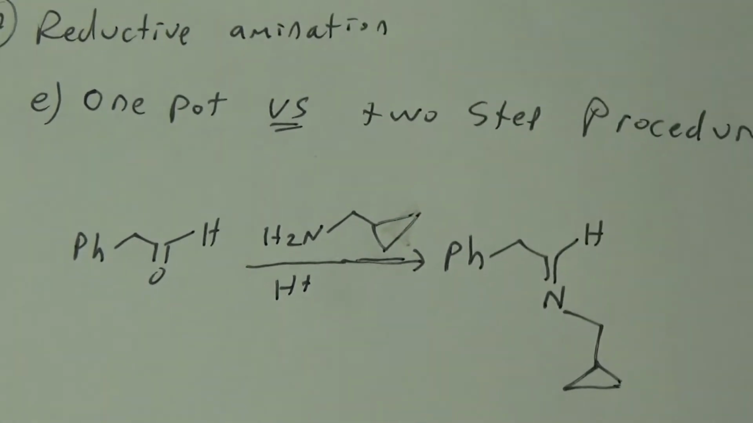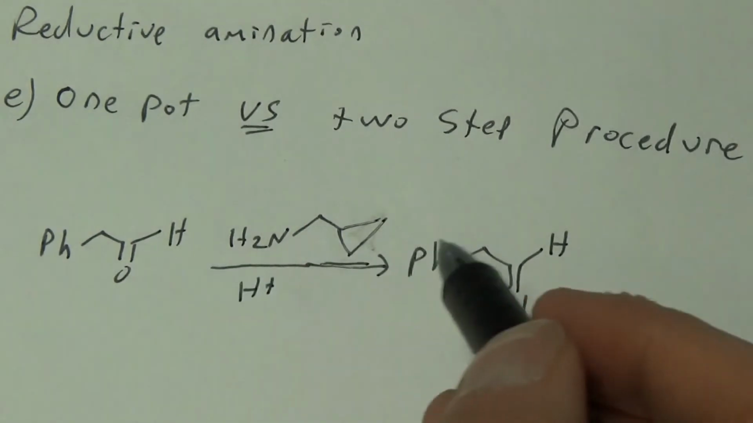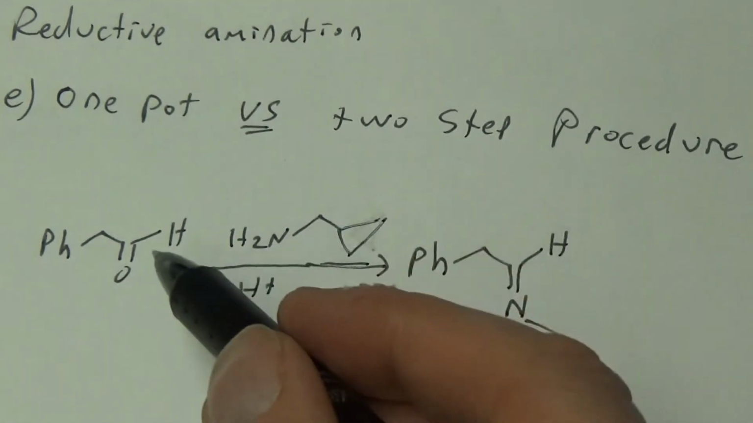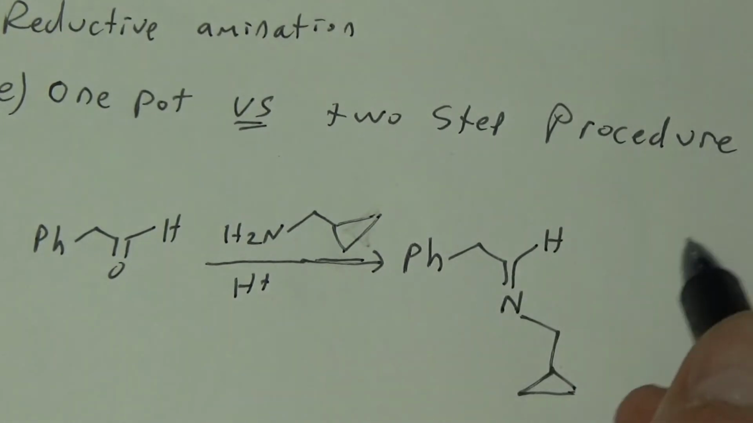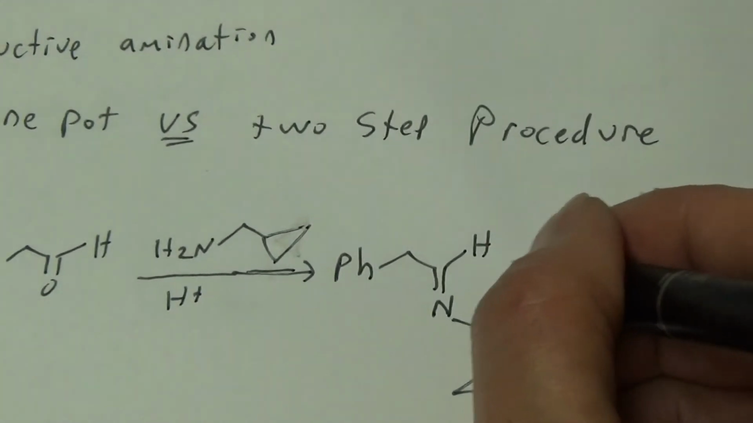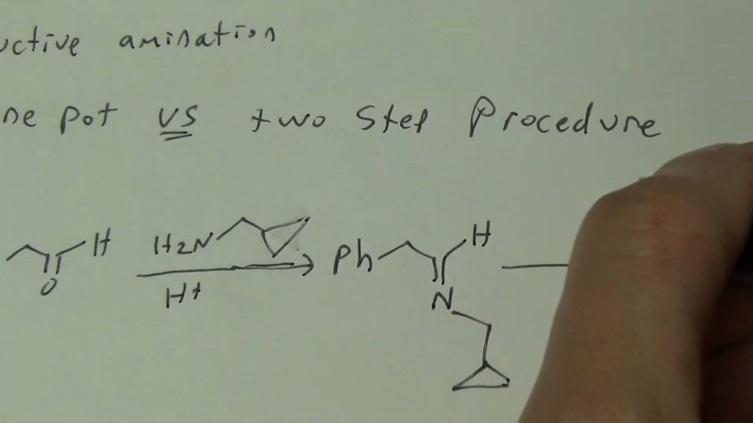Okay, there you go, there's an imine. So we can do this as a sequential process where we make an imine, because we know how to make imines. It was done in chapter 17. And then we can actually add a reducing agent.